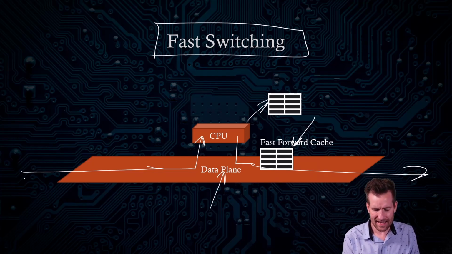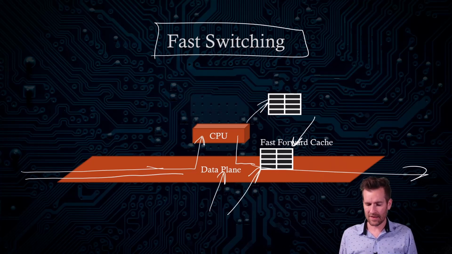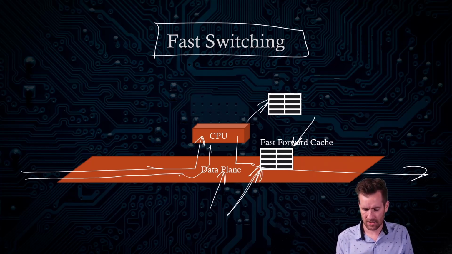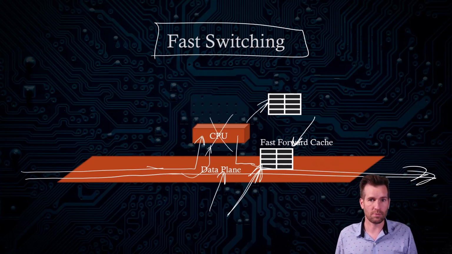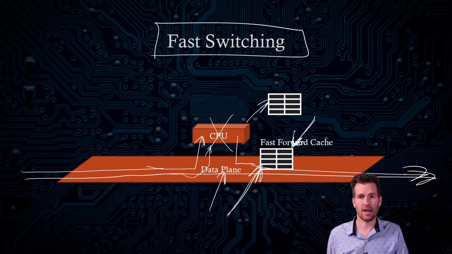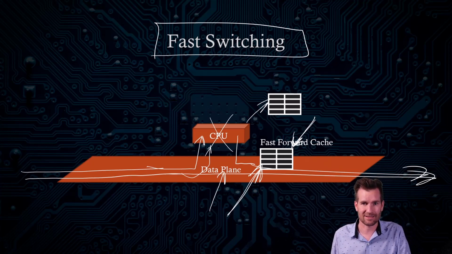So now as a second packet comes into the data plane, it does not need to send it to the CPU. It will first of all look at the fast forward cache. If it's not in the fast forward cache, then it'll have to send it to the CPU. But if the information is in the fast forward cache, then it can send it directly out, bypassing the CPU and speeding up this whole process. So that's fast switching. It uses a fast forward cache to be able to accelerate the speed of forwarding these packets.